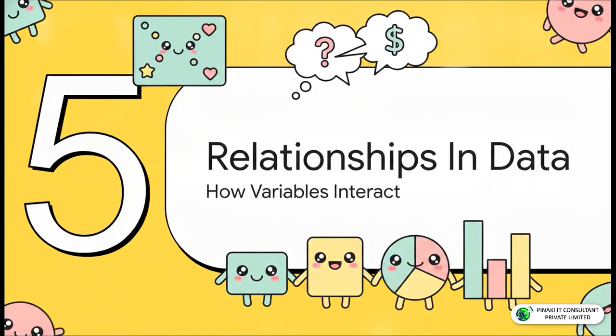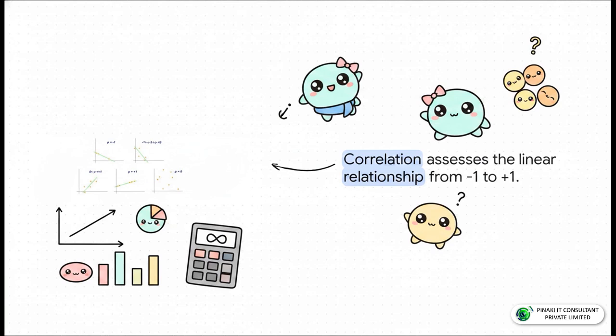Next up is Section 5, Finding Relationships in Data. This is where we start asking the million-dollar questions. How do these variables actually interact with each other? To figure that out, we look at correlation. Correlation assesses the linear relationship between two variables.